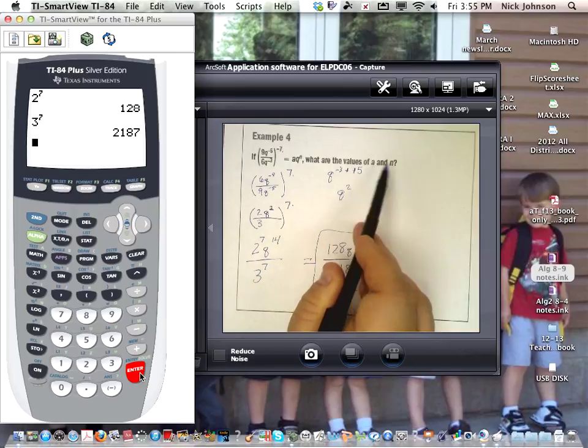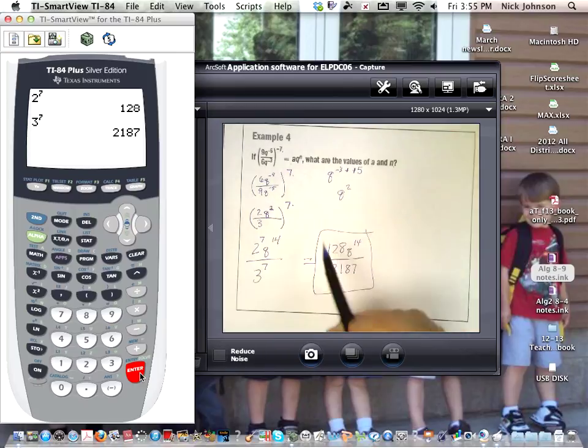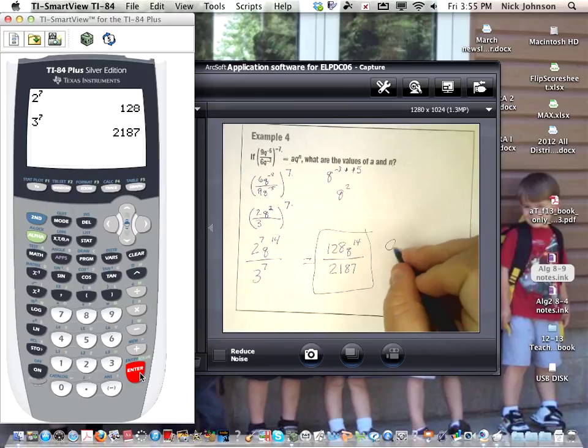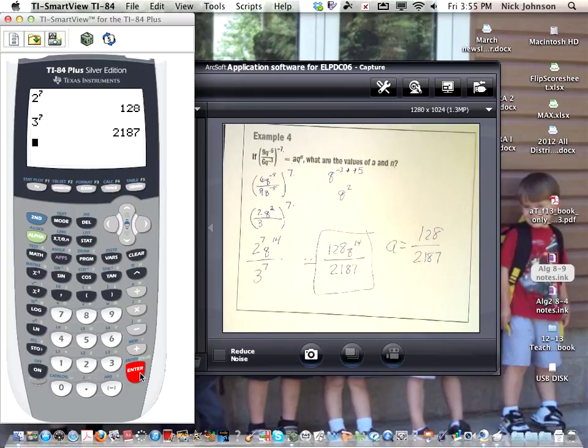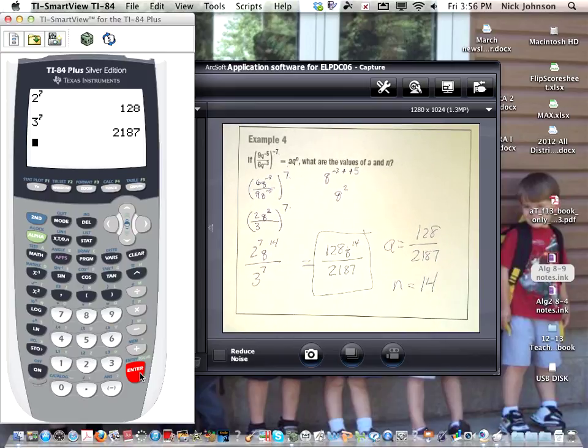So, we're all done. The question is, what are the values of a and n? Well, a is my fraction. a equals 128 over 2,187. n is my exponent, and my exponent in this case is 14.